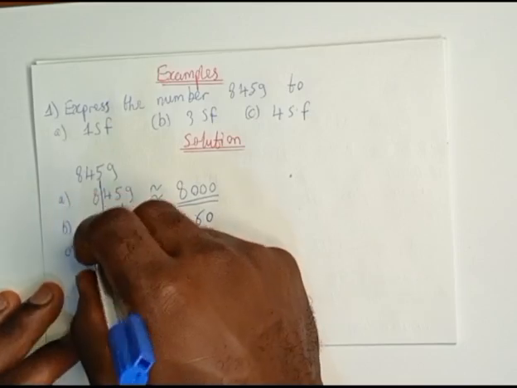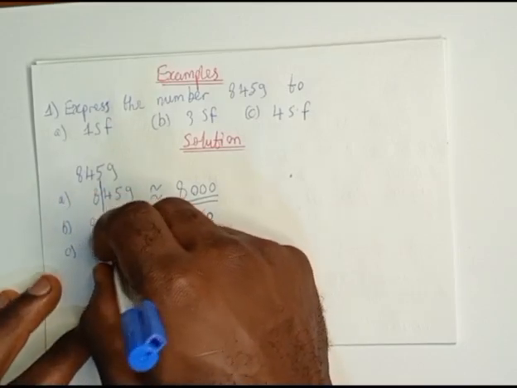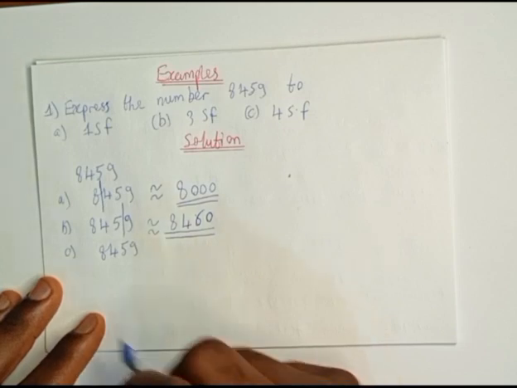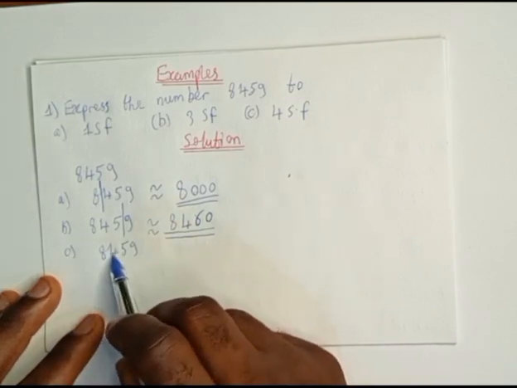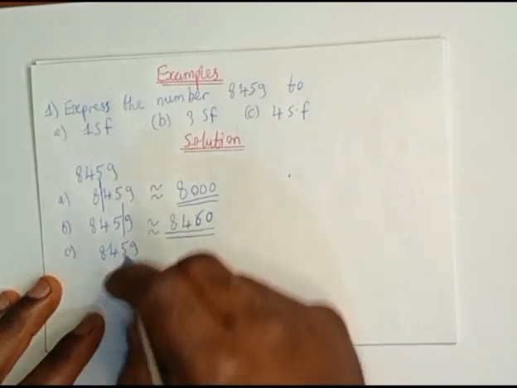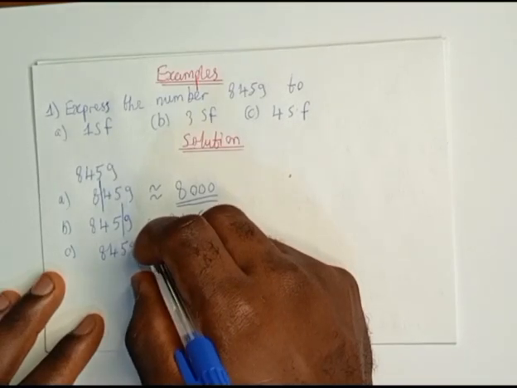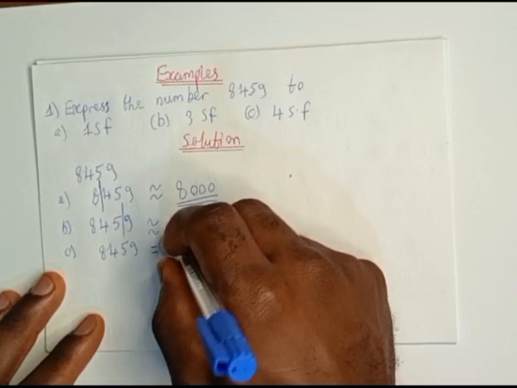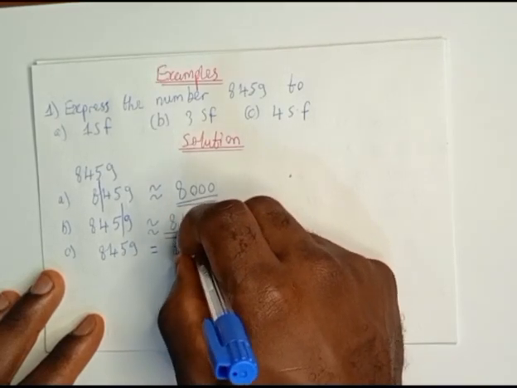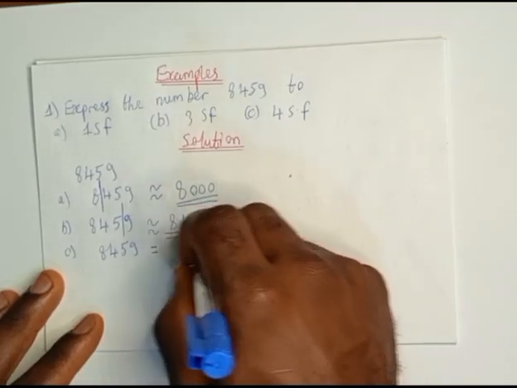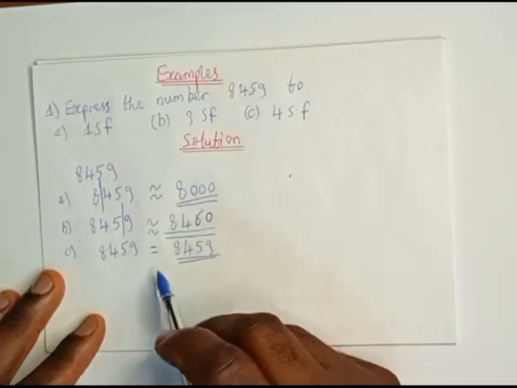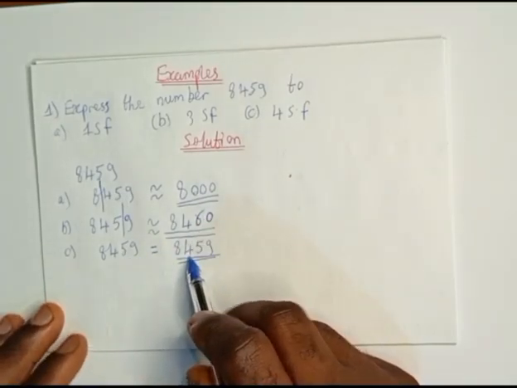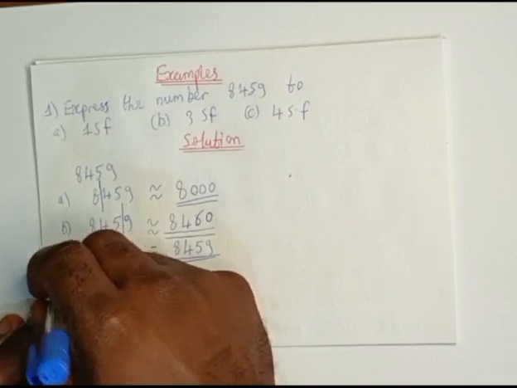For C, we have to express this number to 4 significant figures. It is the first, second, third, fourth. So to 4 significant figures, the answer is simply the same. It is equal to 8,459. In this case, I'll make use of an equality sign because they are the same. We move now to example 2.